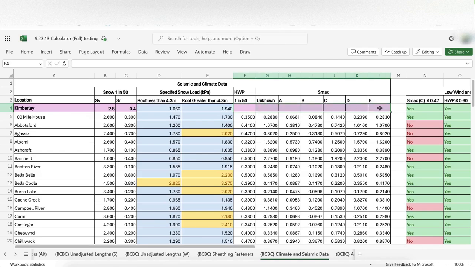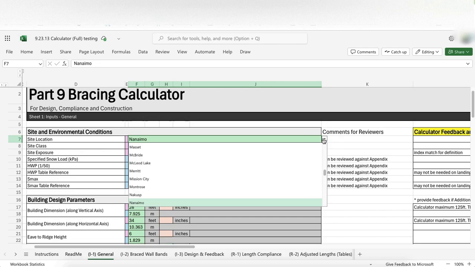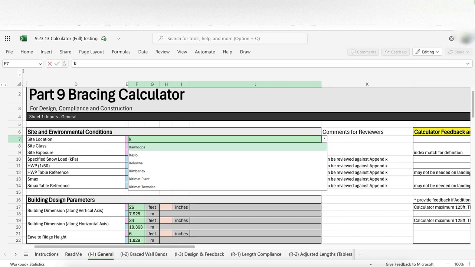Now, there are certainly references in the code where, for areas where there is not an SMAX value, you can use the hazard calculation tool, I think it's in the MBC, and come up with these values specifically. And so you could input them into the calculator. And so then when we come back, we'll just use the snow load as the first example. When we come back to this it works. Come back here. Right. If I type K, yeah.